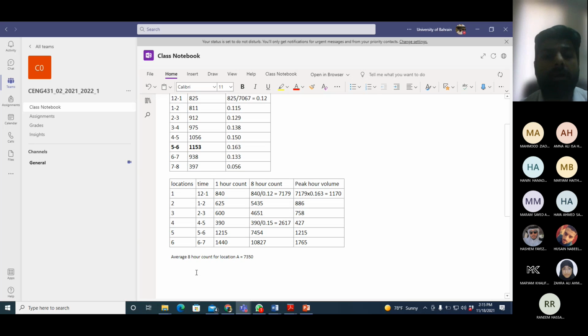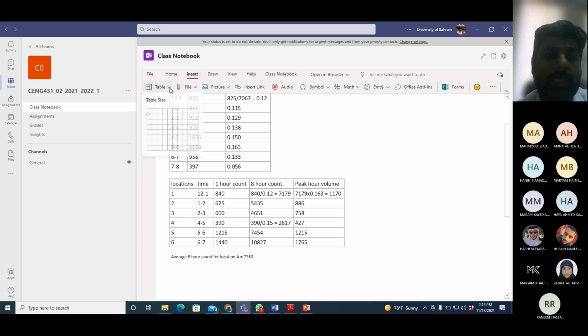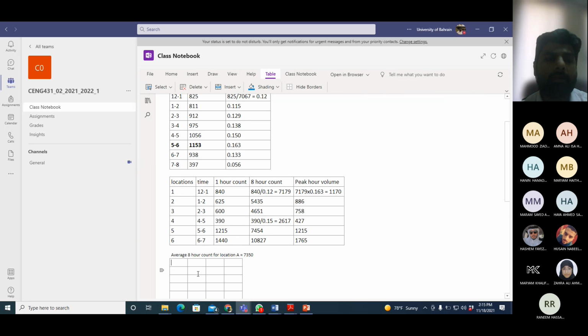Okay. Now, using this data, we will calculate some factors for each day of the week. So we have day, count, and we call it the adjustment factor. The factor which we are going to calculate is called the adjustment factor.